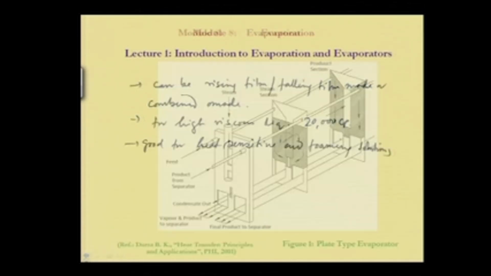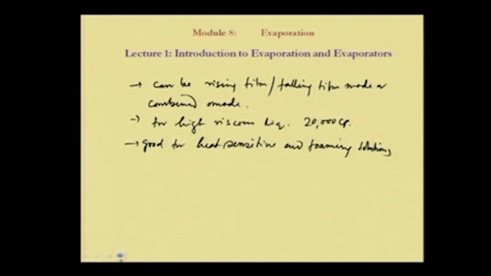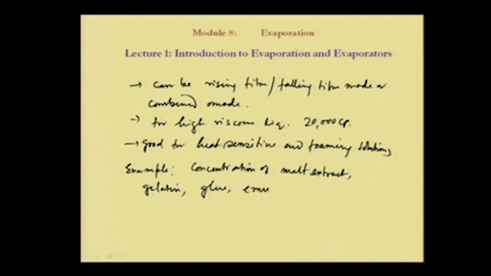In the plate type heat exchanger, on one side of a plate there will be steam, and on the other side there will be the liquid that is heated. This is the plate type heat exchanger that is being used. A typical example of the plate type evaporator is the concentration of malt extract, gelatin, glue, emulsion, etc. These are done using the plate type evaporator.